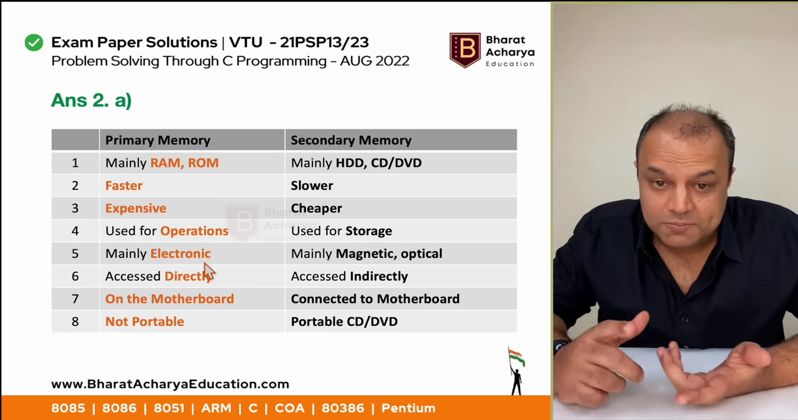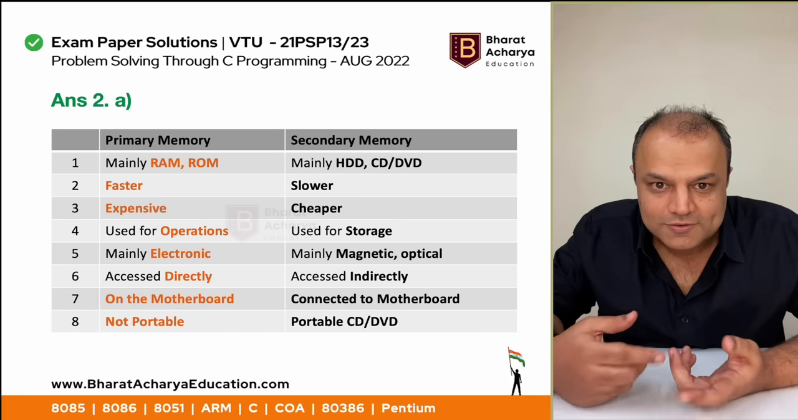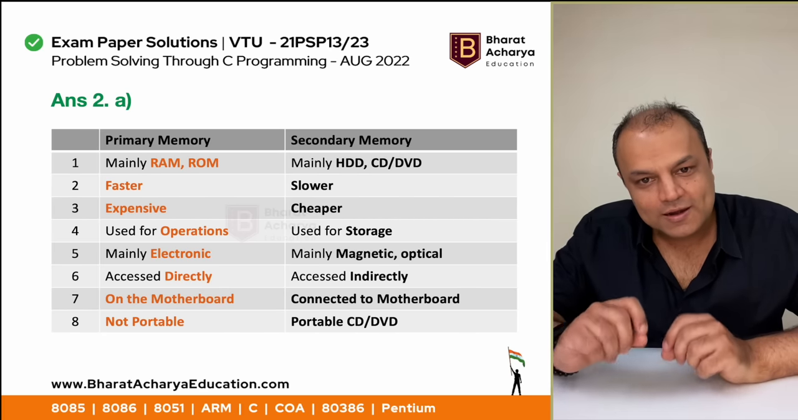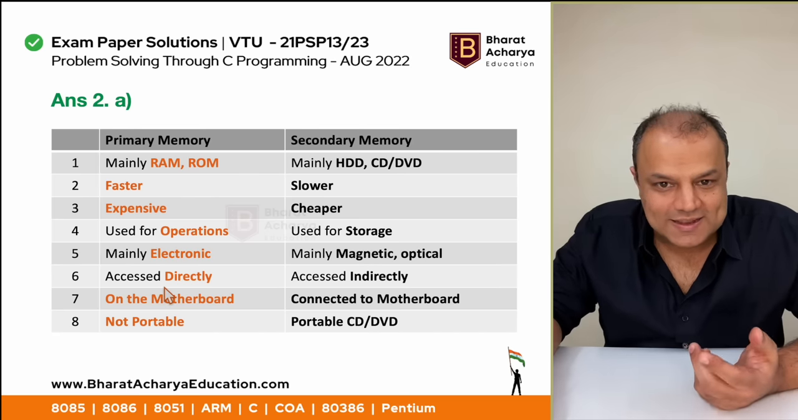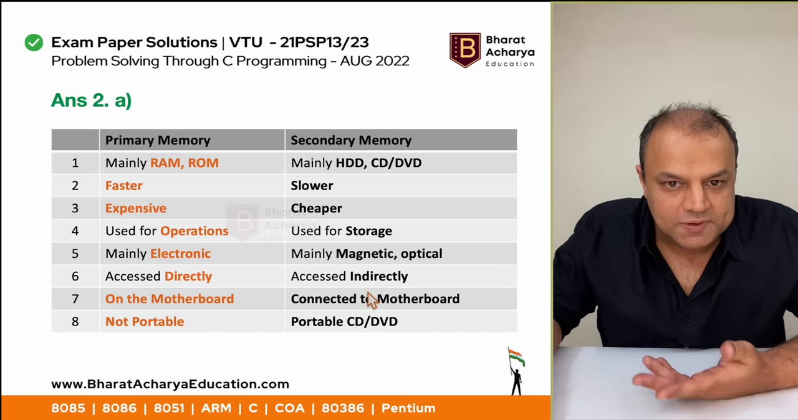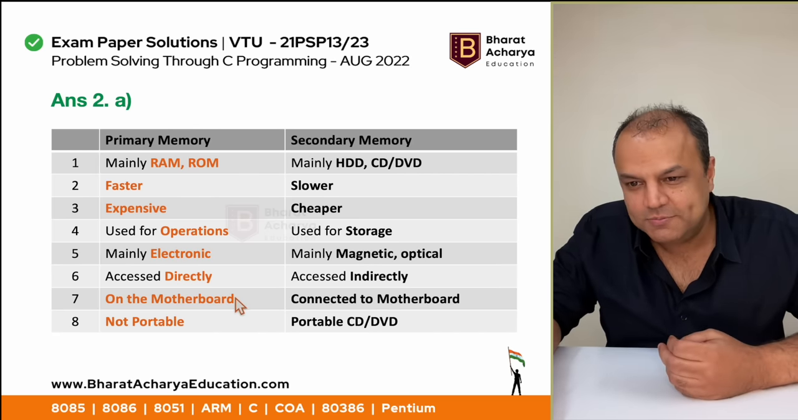Primary memory is mainly electronic. There's no question of a hard disk or something doing the job of a RAM. RAM and ROM have to be semiconductor so that they are super fast. It's accessed directly by the processor. Secondary memory is accessed indirectly. We never directly work on the secondary memory.